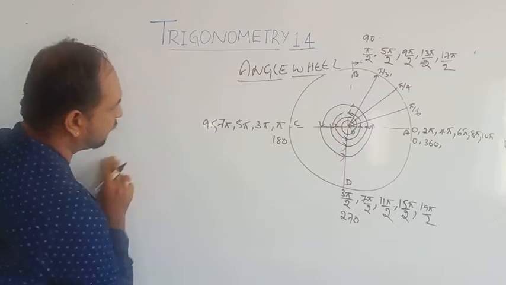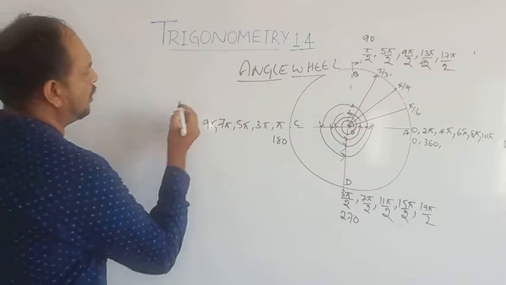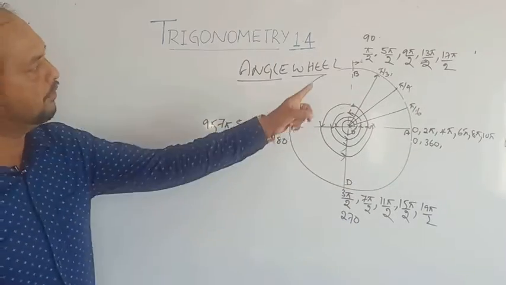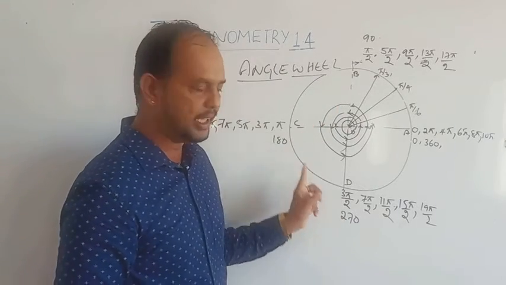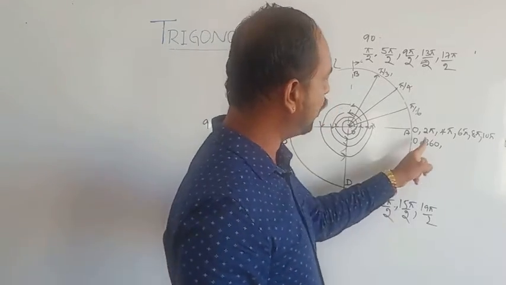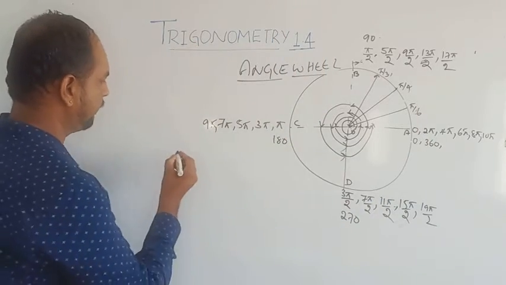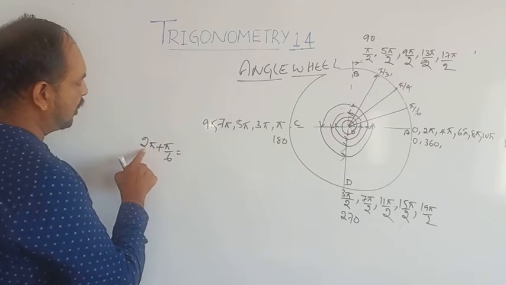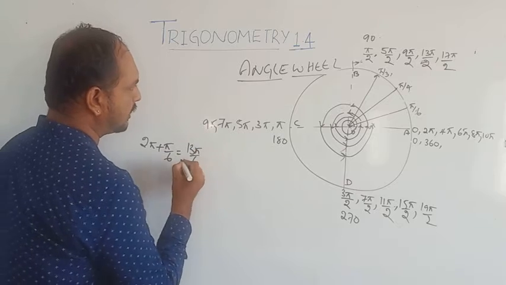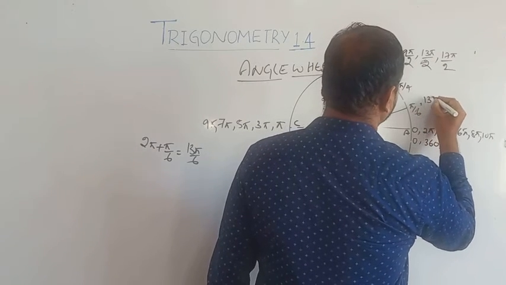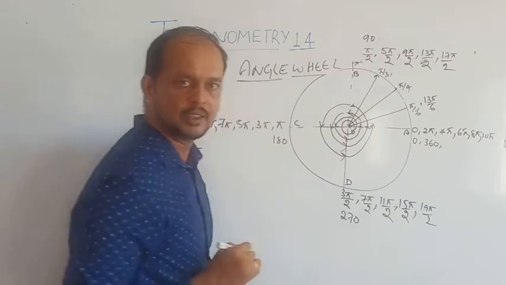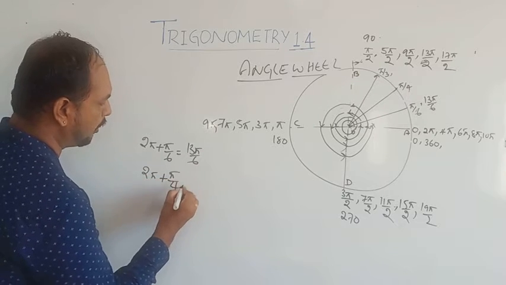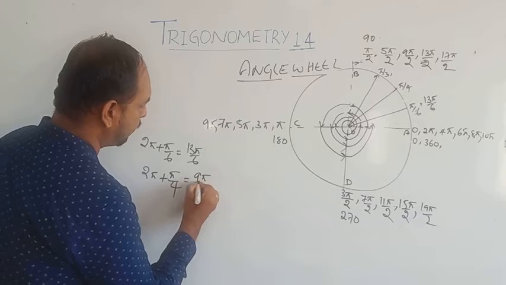I mean to say, now pi by 6, pi by 4, pi by 3, pi by 2, pi, 3 pi by 2, then 2 pi. 2 pi plus how much? So 2 pi plus pi by 6, what would it be? 12 plus 1, that is 13 pi by 6. So next value is 13 pi by 6. Is it clear? Now 2 pi plus pi by 4, how much? 8 plus 1, 9 pi by 4.